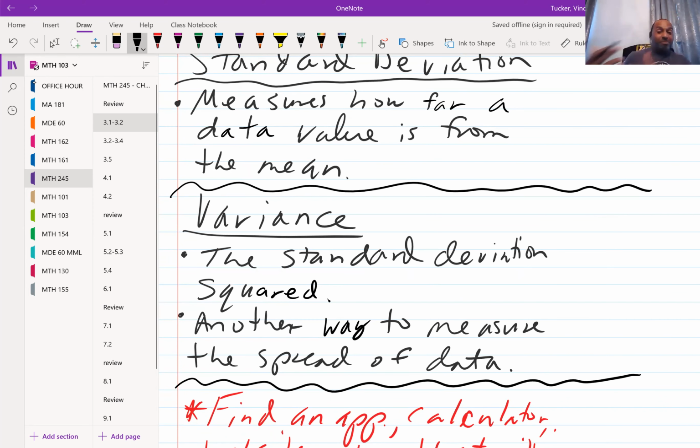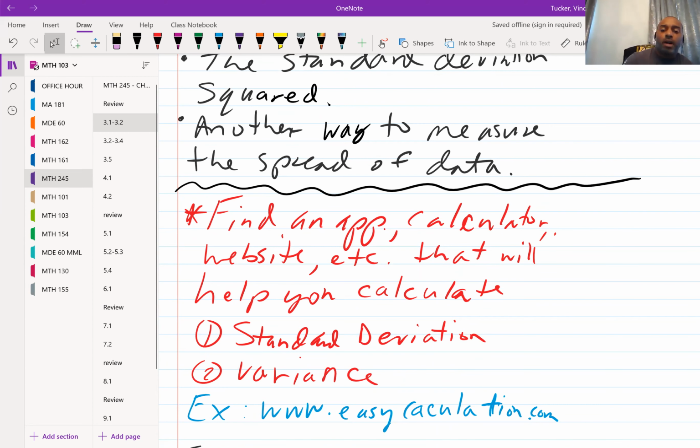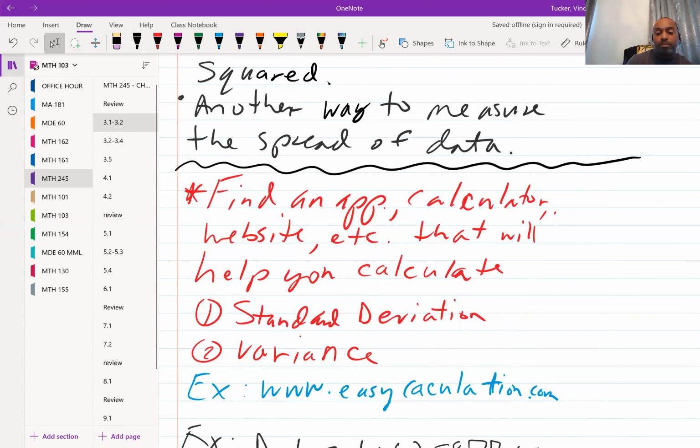So awesome segue into the next piece of what we're gonna talk about as far as the standard deviation and the variance. Like your classmate noticed, I did not mention the actual formulas to calculate the standard deviation and variance. The reason is because this book and this course doesn't really focus on the calculation of the standard deviation and variance. So what you can do is what I have here in red: find an app, calculator, or website, something along those lines that will help you calculate the standard deviation or the variance. An example of that is easycalculation.com.